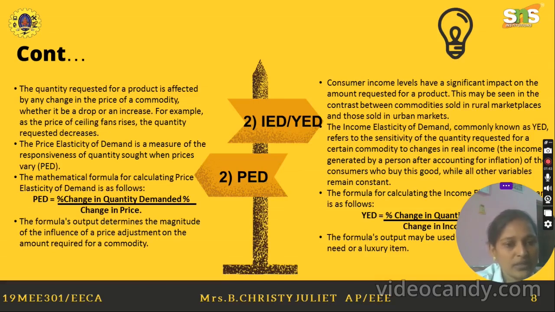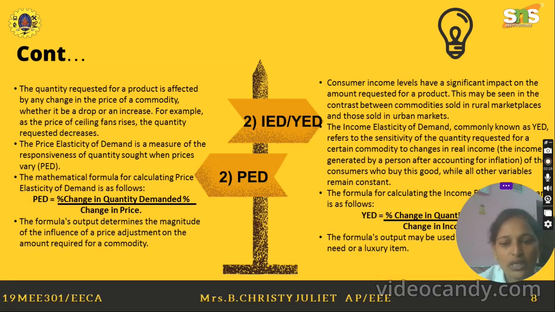The quantity requested for a product is affected by any change in the price of a commodity, whether it be a drop or an increase. For example, as the price of a ceiling fan rises, the quantity requested will decrease. This is what price elasticity of demand is all about. It is a measure of the responsiveness of quantity sought when price varies. As the name implies, price elasticity of demand is about how a change in price affects the change in demand. The formula for calculating PED is percentage change in quantity demanded divided by percentage change in price.